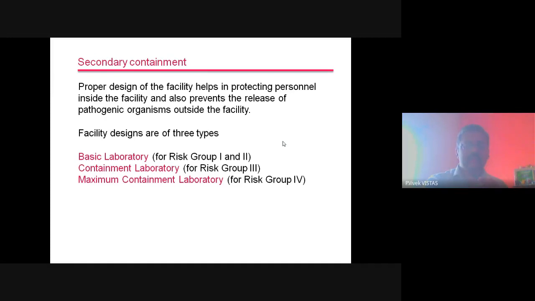In the secondary containments, there are three categories: basic laboratory, containment laboratory, and maximum containment laboratory. Basic laboratory comes under risk group 1 and 2. Containment laboratory is for risk group 3. And the maximum containment laboratory is under risk group 4.